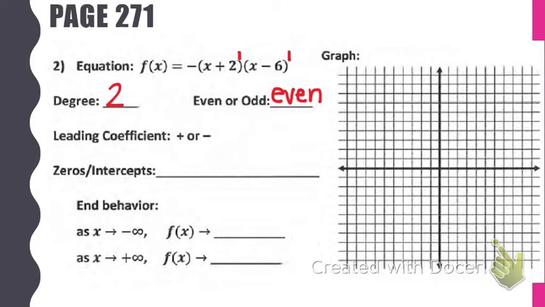Do you think this is a positive or negative function? Look at the very, very front. You see that minus sign in front of that x plus 2? So this right here tells me this is a negative function. This is negative.